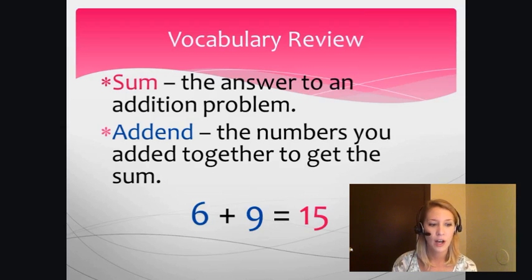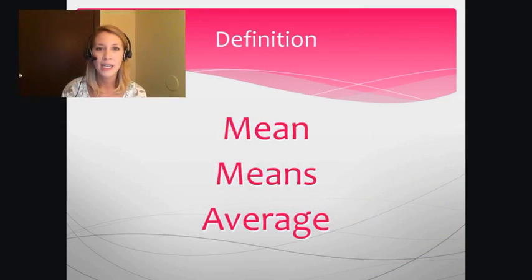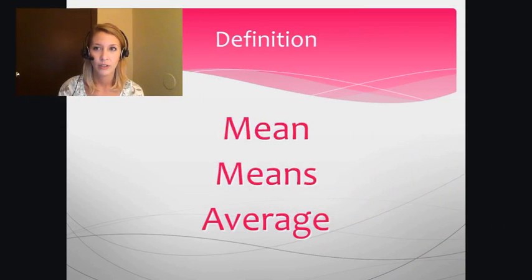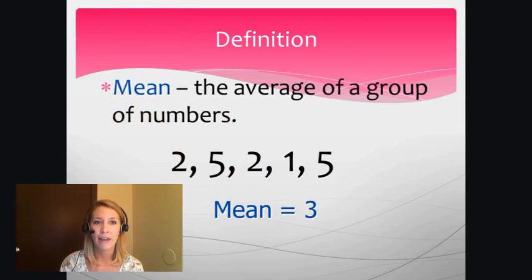And first, we're going to talk about what the mean is. Mean means average. So if you've ever heard about a batting average or something along those lines, they're really talking about the mean. And the mean is the average of a group of numbers. So in this example, we have a set of numbers. This is our data set. And the mean, the average of those numbers is 3.